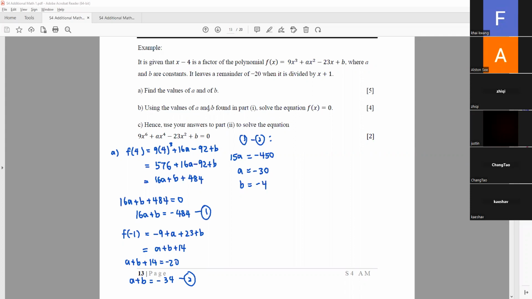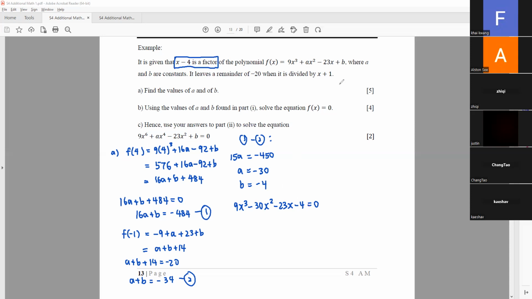Okay, using the values of a and b found in part 1, solve the equation of this. So now f(x) equals 0, meaning this is equal to 0. So I put in my a, I put in my b. So how do I solve for x? The good thing is they already tell me x minus 4 is a factor. So I don't need to guess anymore. Okay, so the first way of getting your answer is, imagine this is a factor. How do I find the other factor?